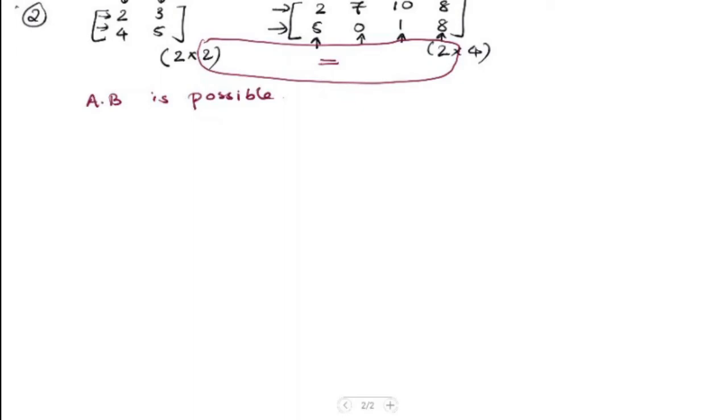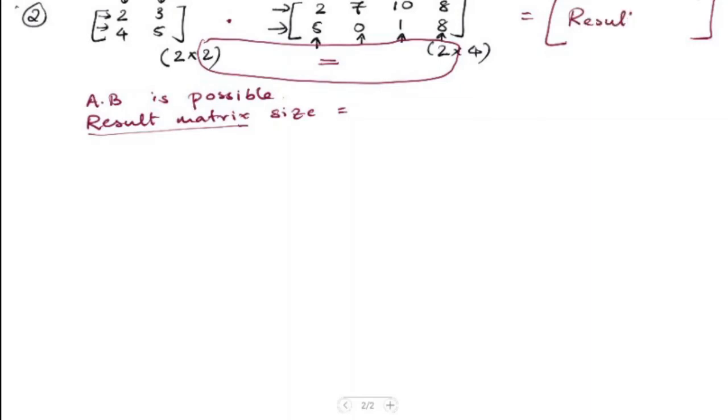Now, again, the result matrix size. So what would be the result matrix size? What I mean by the result matrix is that when you multiply these 2 matrices, you get an answer, or you can say another matrix, which is your result matrix.